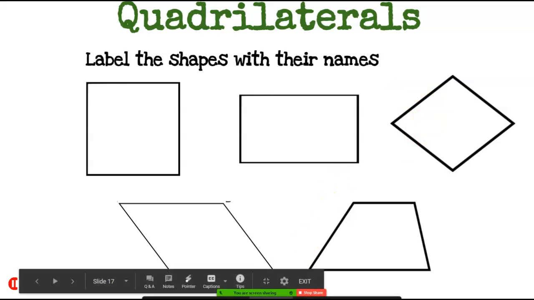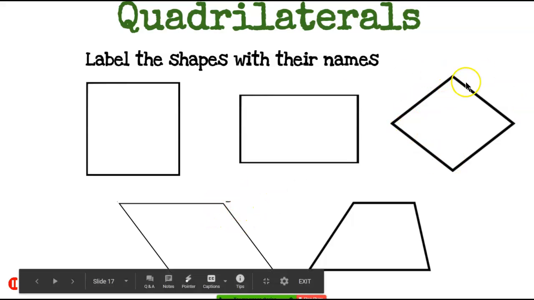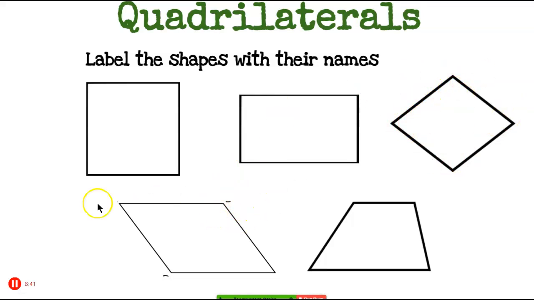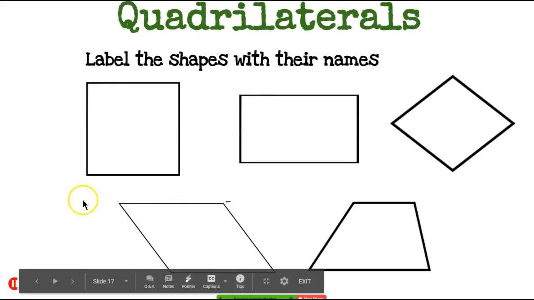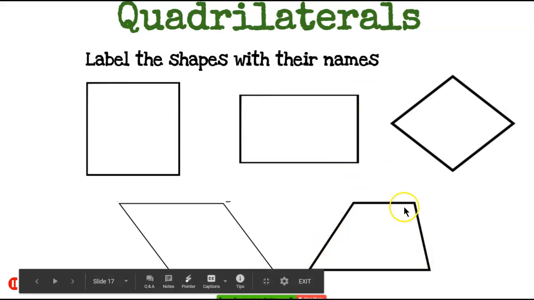Alright, so again we're going to talk about these shapes. We have a square, a rectangle. Remember, when it's kind of turned on its side in this diamond shape, it is a rhombus. A rhombus is also considered a parallelogram. Okay, down here we have a parallelogram. All of these sides are parallel. None of those sides are going to touch. And right here we have a trapezoid.